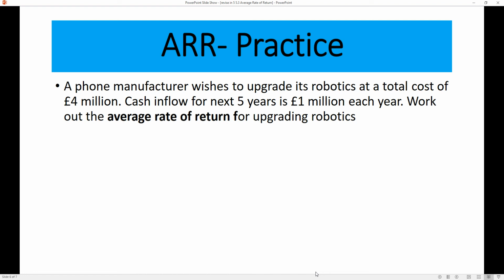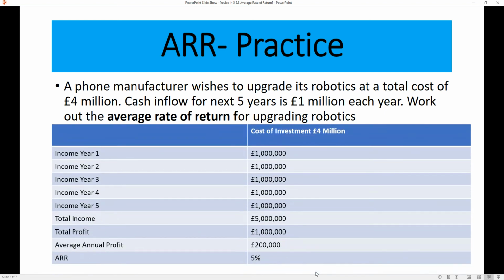Now, when you see a question like this, it's always really good practice to draw out the table. So, I've filled it in for you. I've got the cost of investment, which is 4 million. It says here 5 years, 1 million each year, so I've got income up to year 5, 1 million income each year. The first step is to work out the total income, which is adding all these incomes of the 5 years together, which gives me 5 million.